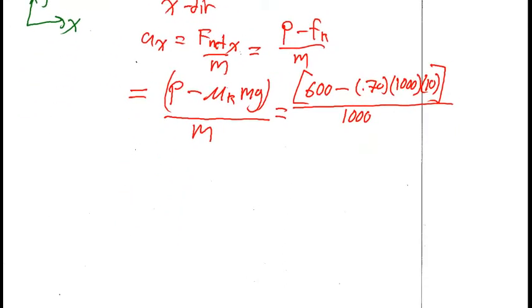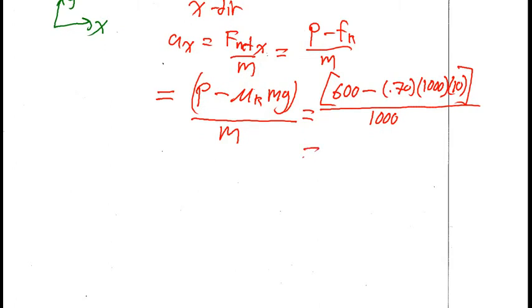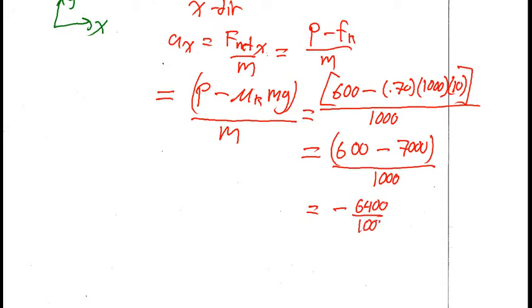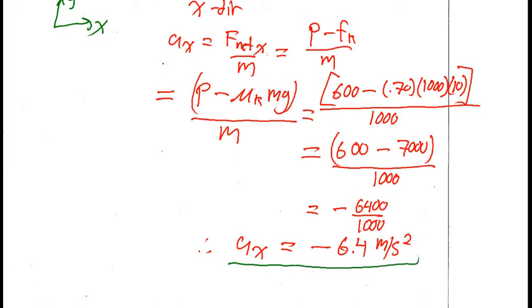so we're going to get 600 minus 7,000, all divided by 1,000. So that's negative 6,400 divided by 1,000. So therefore, the acceleration in the x direction is equal to negative 6.4 meters per second squared. So that is the acceleration that the car has caused by the pushing force and the friction.